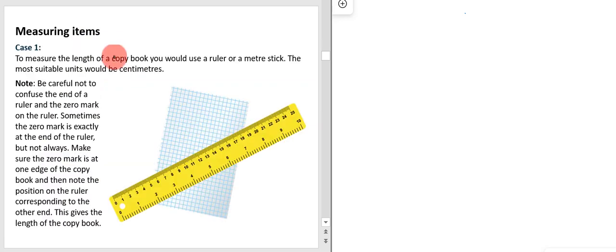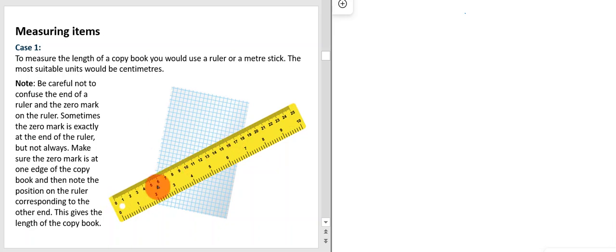Now, when we're using a ruler, there's a couple of important things to think about. To measure the length of a copybook, for example, you would use a ruler or a meter stick. The most suitable unit would be the centimeter. So if we have a look, this is an average ruler, and what we have up here are centimeters along this line here.